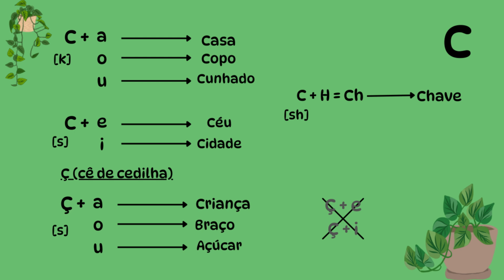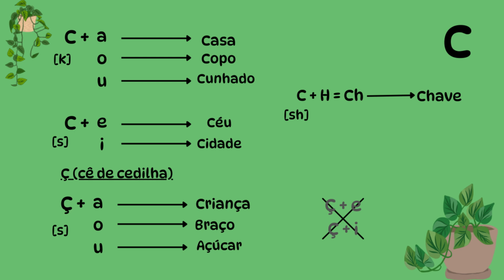Another C that you might have seen around in Portuguese handwriting is C with a type of tail. This C is called C de cedilha. This C is used to bring an S sound before the A, O, and U. So like criança. It's not criança, it's criança, because the C has a tail.